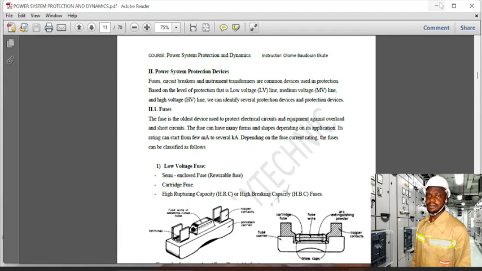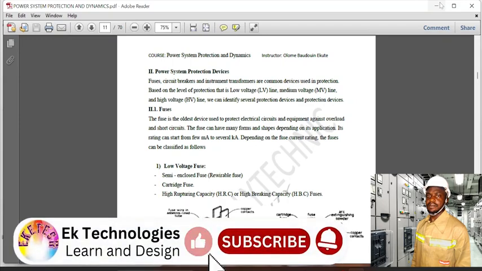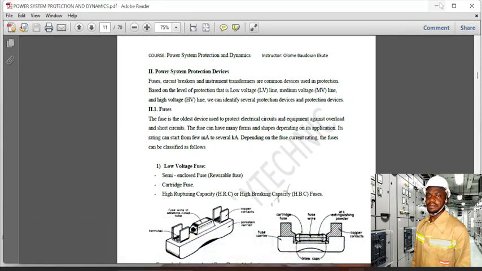For example, the fuses. We have low voltage fuses and we also have high voltage fuses. So that's why we want to classify these, right? The types of components that are used in protection of low voltage are not necessarily the same that are used in the protection of the medium voltage line. You have some of them that are the same, but we have some differences when it comes to transmission and distribution lines, as well as the high voltage applications.